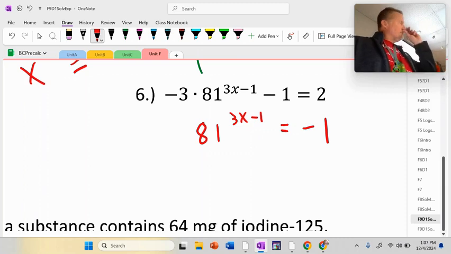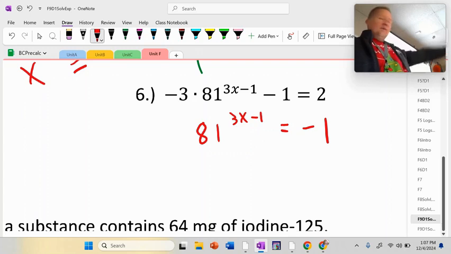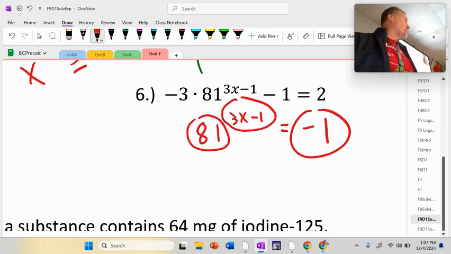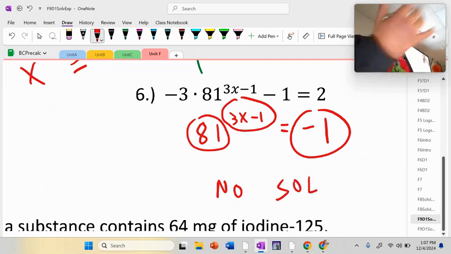What's the answer? Who just said no solution? Raise your hand. Why? Can I take 81 to any power and get a negative as a result? Is that even possible? Even if you did change this to a logarithm, you'd have the log of a negative number. That's still not possible. Same reasoning. Okay? All right.